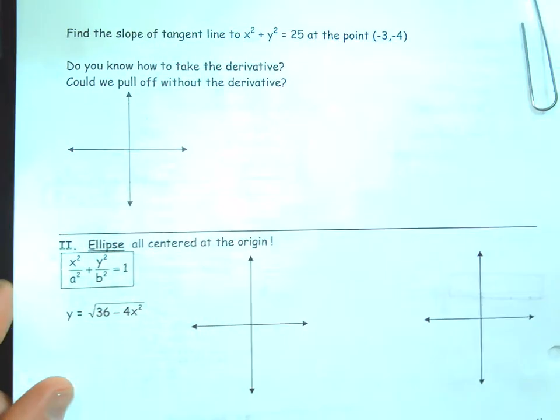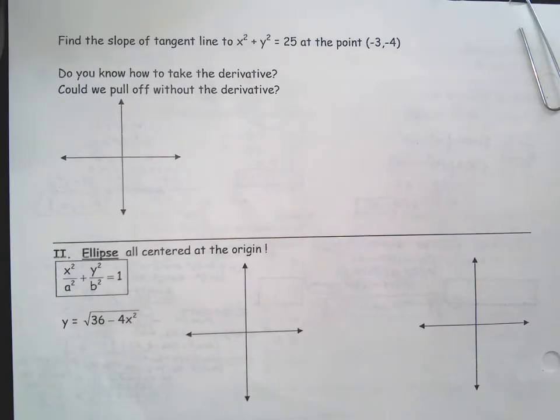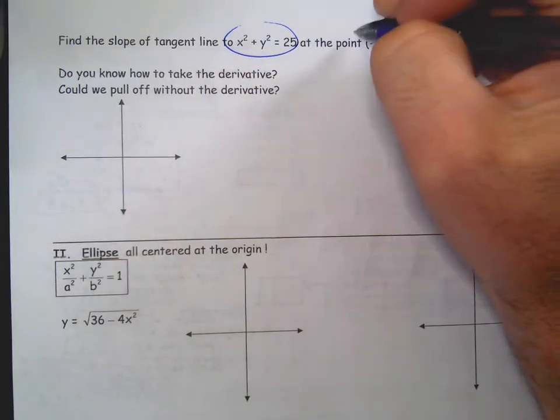Now, here's an interesting problem, and I'll just let you know, we will have a problem like this on your next test, so I'd pay attention. It says, find the slope of the tangent line to this graph at this point.